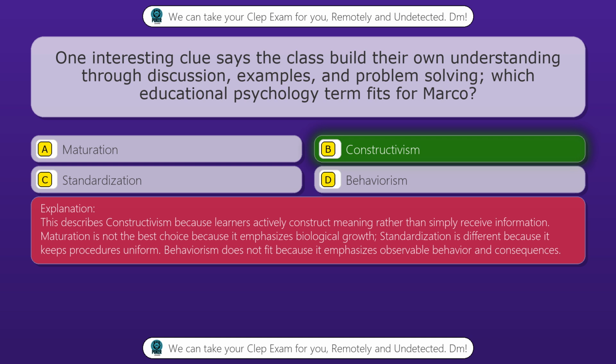Maturation is not the best choice because it emphasizes biological growth. Standardization is different because it keeps procedures uniform. Behaviorism does not fit because it emphasizes observable behavior and consequences.